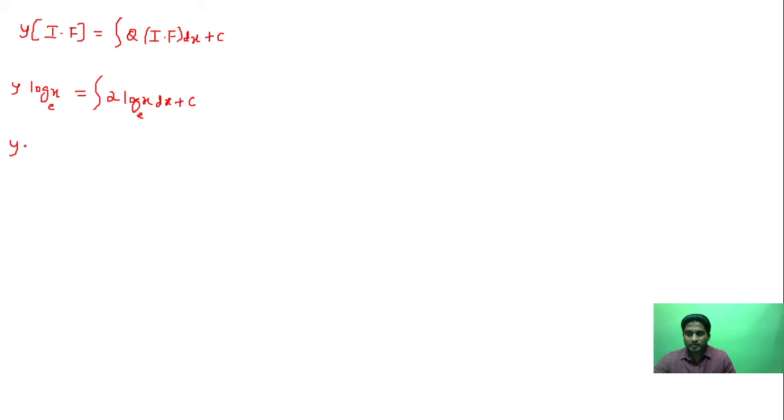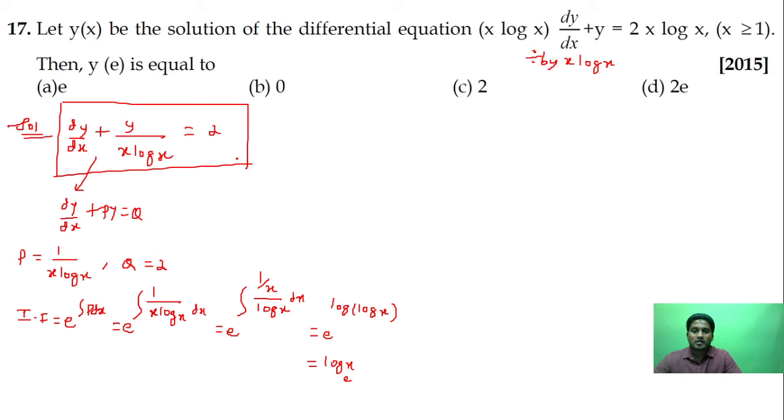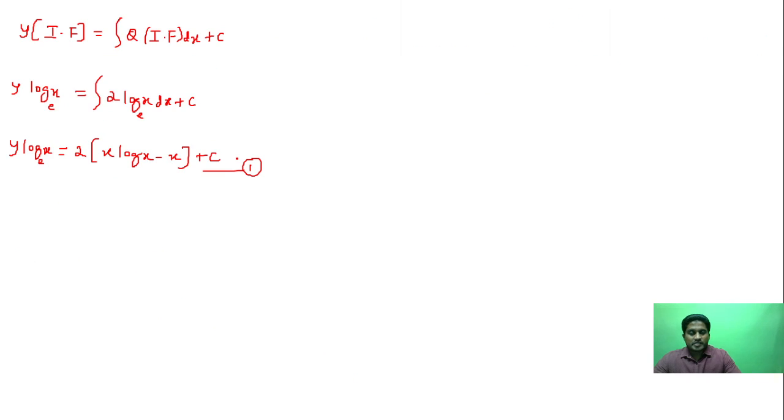So I can write this as y into log x is equal to 2 times integration of log x, which will be equal to x log x minus x, and then plus c. If you want to use by parts guys, you get the same thing. Integration of log x is x log x minus x. It is given in the question that x is greater than or equal to 1.